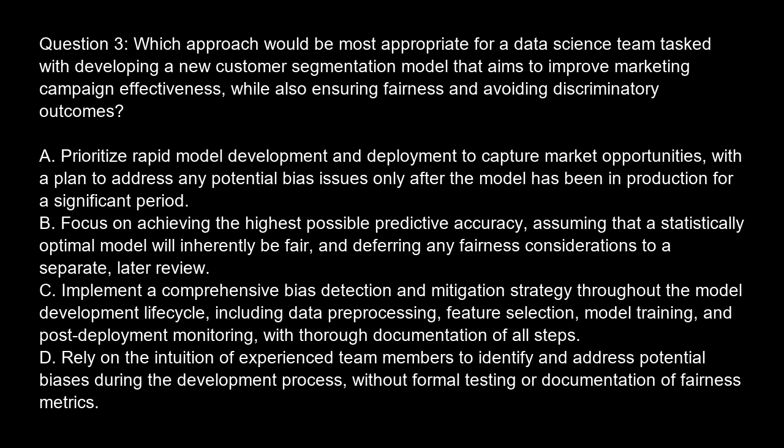Option B. Focus on achieving the highest possible predictive accuracy, assuming that a statistically optimal model will inherently be fair, and deferring any fairness considerations to a separate later review. Option C. Implement a comprehensive bias detection and mitigation strategy throughout the model development lifecycle, including data preprocessing, feature selection, model training, and post-deployment monitoring, with thorough documentation of all steps. Option D. Rely on the intuition of experienced team members to identify and address potential biases during the development process, without formal testing or documentation of fairness metrics.